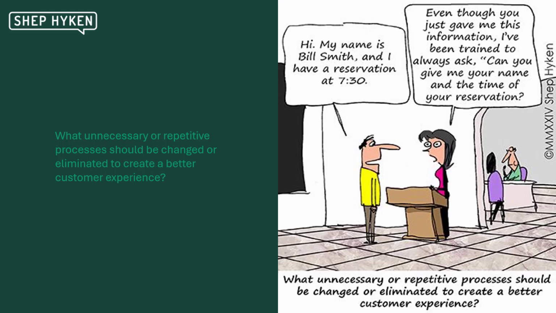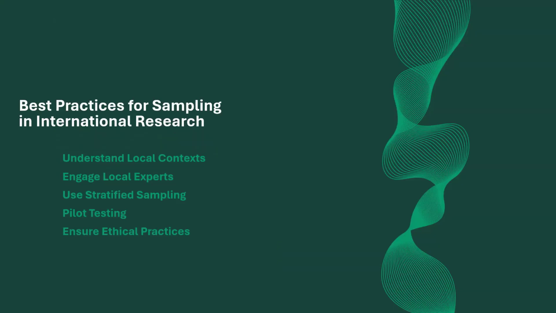So there's a happy medium to be found there, and this single panel comic from Shep Hyken talks about what unnecessary or repetitive processes should be changed or eliminated to create a better customer experience? He's going for the customer journey and customer experience more generally, but obviously we don't want to ask a lot of different questions that do not apply to what we're trying to get done in the exchange.